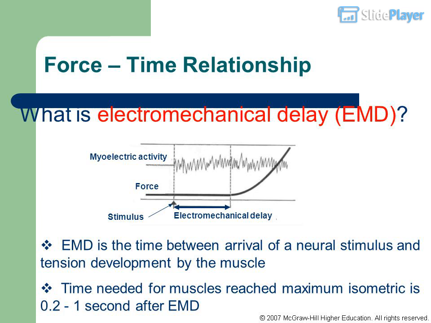Force-time relationship. What is electromechanical delay, EMD? Myoelectric activity, force, stimulus. EMD is the time between arrival of a neural stimulus and tension development by the muscle. The time needed for muscles to reach maximum isometric tension is 0.2 to 1 second after EMD.